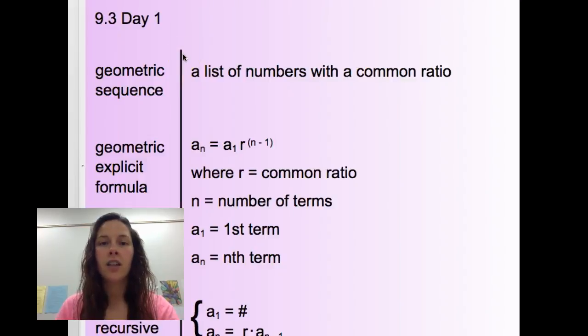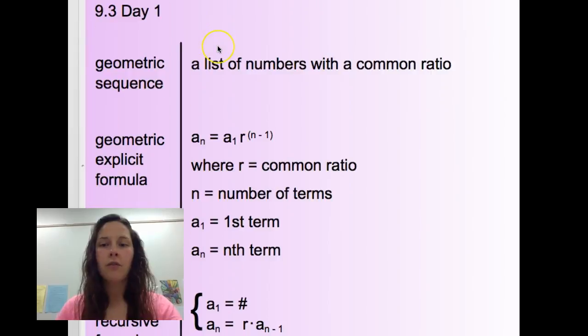Next, we're going to take a look at a geometric sequence, and this is a sequence that has a common ratio or a common multiplier. So our explicit formula, similar to the explicit formula for an arithmetic sequence, we've got the nth term equals the first term, and this time instead of adding like we do in an arithmetic formula, we multiply by the common ratio to the n minus 1 power.